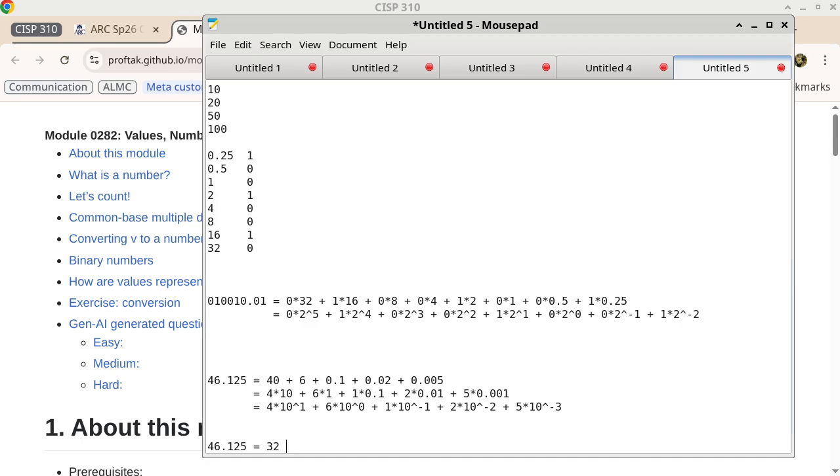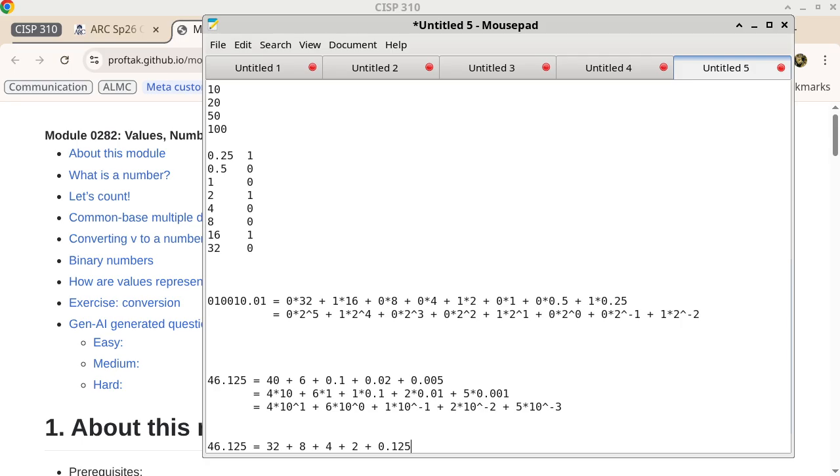Okay, we need a 32. We don't need a 16. Okay, and what else do we need? I think we need an 8, and then we need a 4, we need a 2, and we are done with the whole numbers. And then on the other side, we just need 0.125. Is that okay? I'm just re-expressing 46.125 as a sum of powers of 2.